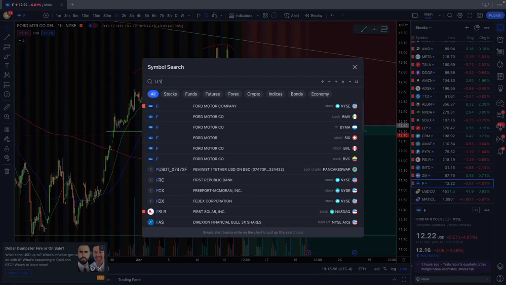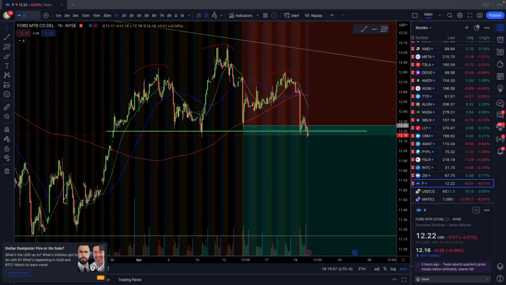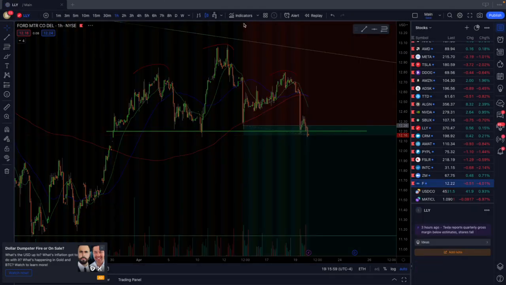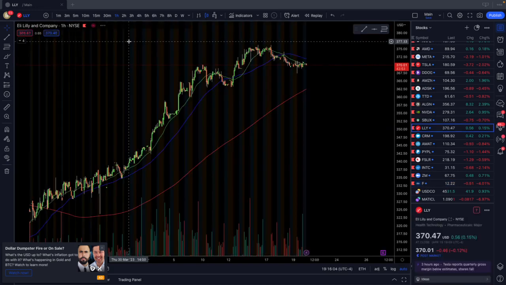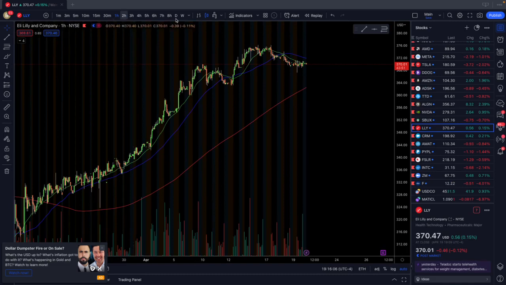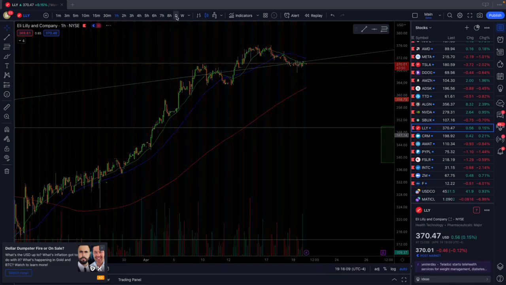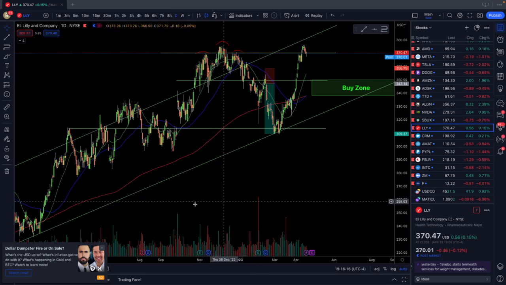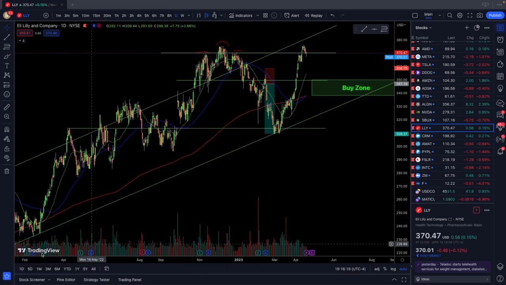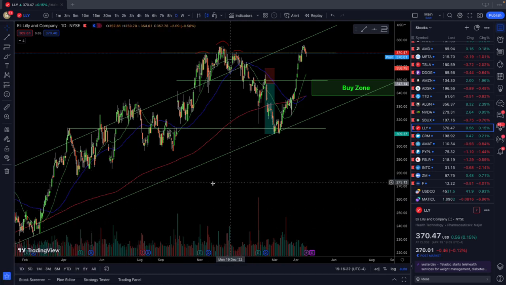Now, I also want to show you another stock where we saw a head and shoulders pattern. And this stock is a pharmaceutical company called Eli Lilly. We'll wait for this to load. So we'll go to the daily chart because that's where the head and shoulders pattern was. This stock has been uptrending for quite some time. So you can see all the way back here since February and even before that too.